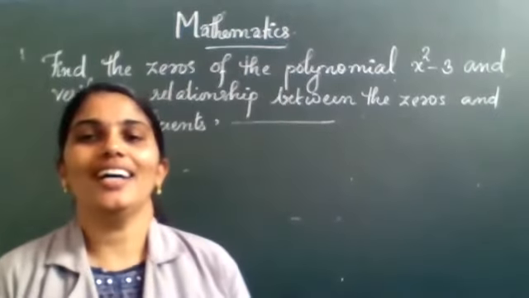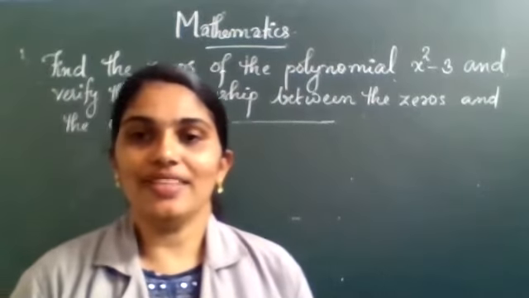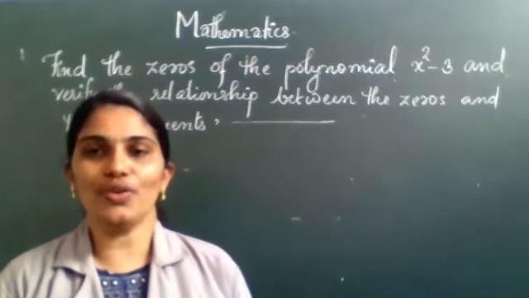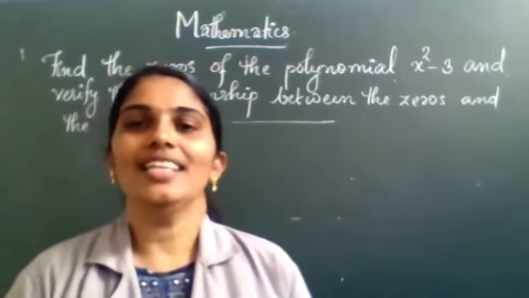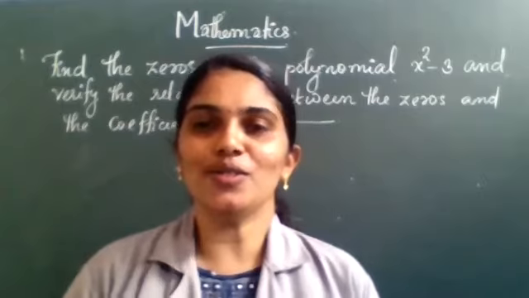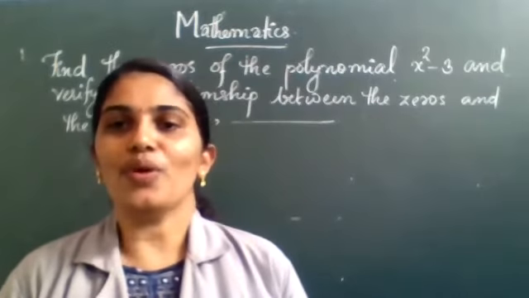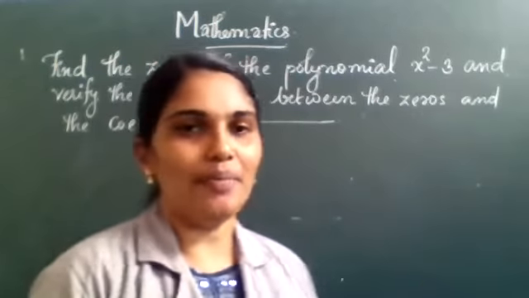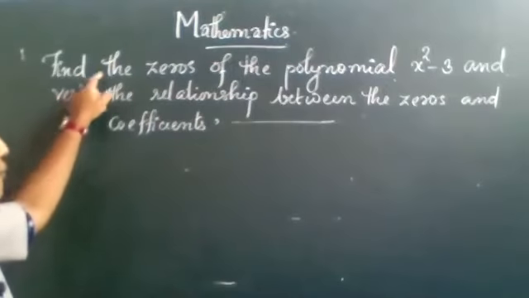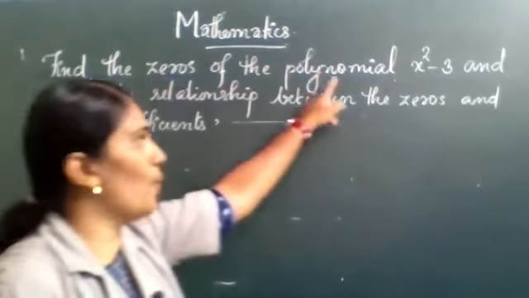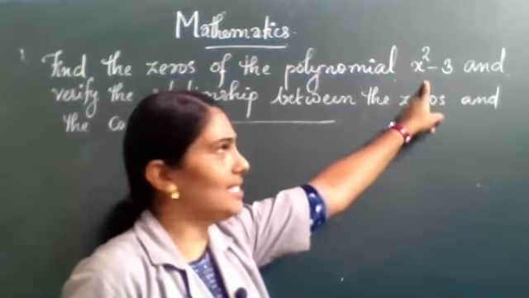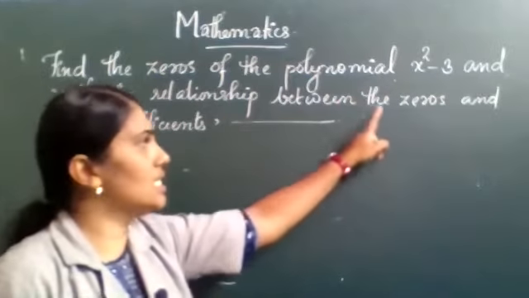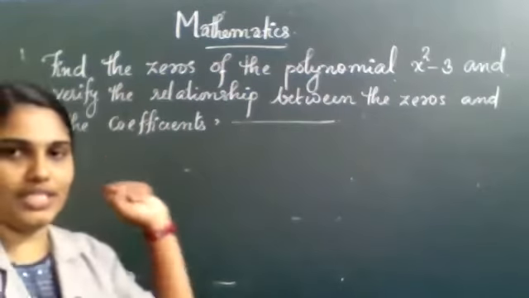Good morning to all. In the last class, we discussed the relationship between the zeros and coefficients of a quadratic polynomial. That is, the sum of zeros is equal to minus b by a and the product of zeros is equal to c by a. Here is an example. Find the zeros of the polynomial x square minus 3 and verify the relationship between the zeros and the coefficients.